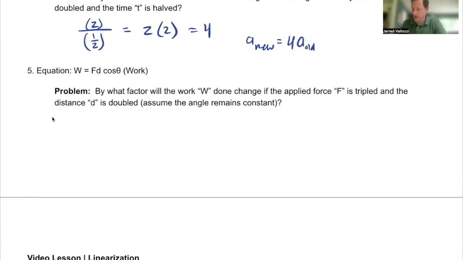And then finally, here's the work equation. By what factor will the work change? So again, the variable in question is work, so we're just going to look at what it's equal to. Force triples, the distance doubles, and the angle remains constant. Okay, so cosine theta doesn't change, so it's a 1. So the factor of change is going to be 6. So the new work is going to be equal to 6 times the old.